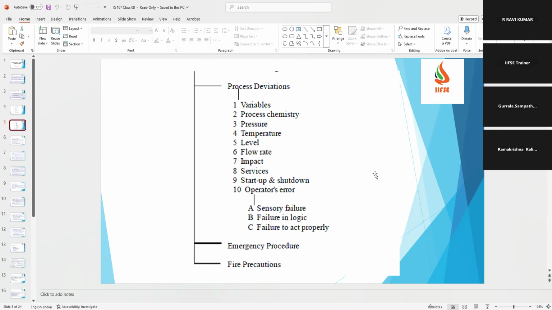Then operational errors like sensory failure, failure in logic, or failure to act properly. These are again human-centric issues. Sometimes your logic is not correct. Sometimes ignorance of safety controls or misjudgment of risk can also lead to accidents. That's where we used to say that 80% of accidents happen due to unsafe actions.